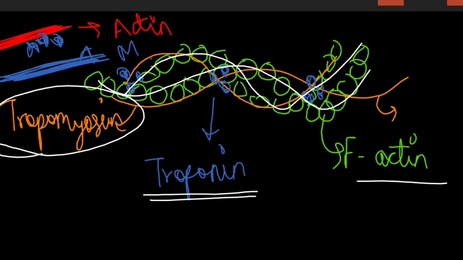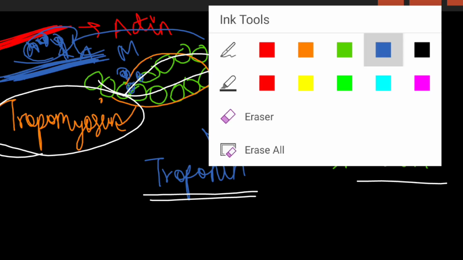So to remove this we require calcium. Once calcium comes, it will remove this, and this actin filament can easily bind with the active sites. Sorry, the myosin filament can easily bind with an actin.